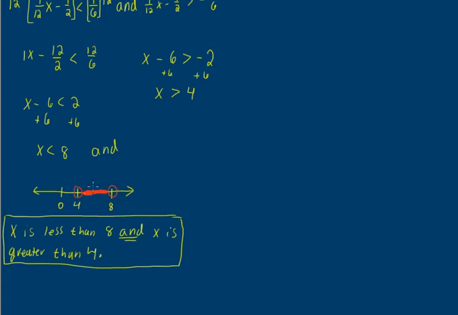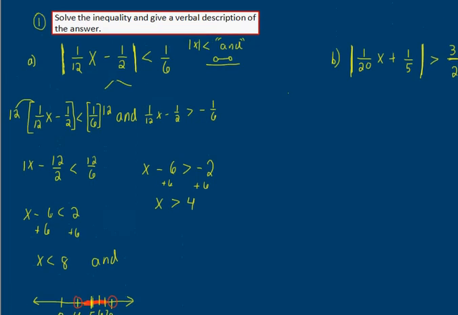However, a number like 5 right here, well, it wouldn't be exactly in the middle, but 5 would be a solution. A number like 6 would be a solution. 7 would be a solution. But 4 and 8 are not solutions, and I'll leave that to you to figure out why they're not solutions.